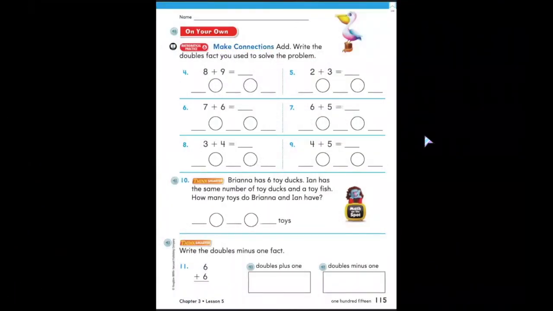Turn to page 115 in your math books. At the top, it says on your own. The directions for the first part of your page say, make connections, add, write the doubles fact you used to solve the problem. Let's take a look at the first problem. It says 8 plus 9 equals a sum. It says to add and write the doubles fact that we used to solve.